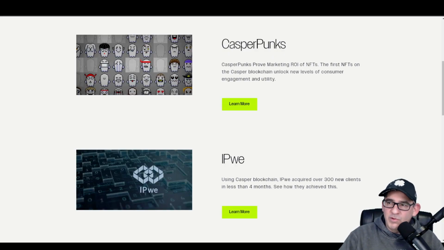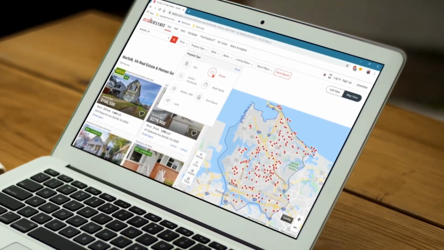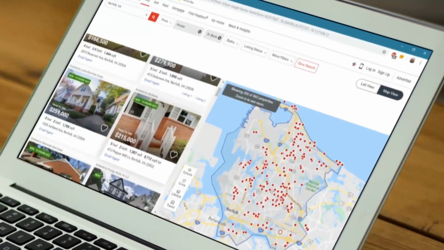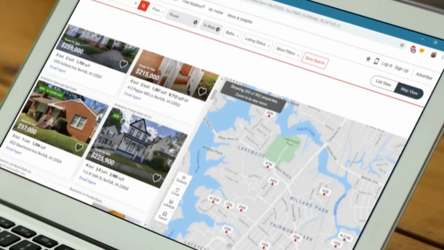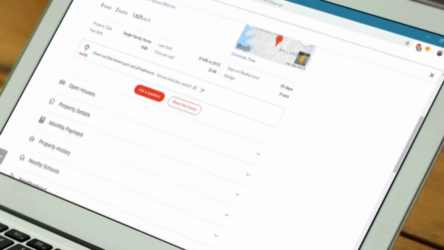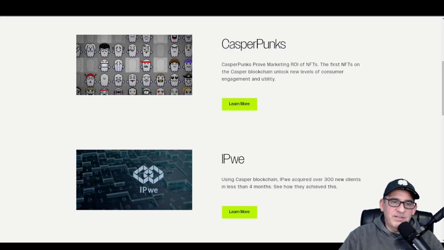Now, tokenizing real estate assets, people talk about all the time. And you can do this on the Casper network. What's it going to do? Obviously, it can help improve accountability. It can improve liquidity, maybe reduce transaction costs, make it easier for people to invest in real estate, right? I'm really looking forward to how tokenizing real estate is going to work in the future. That is going to be something I'm definitely going to be following.